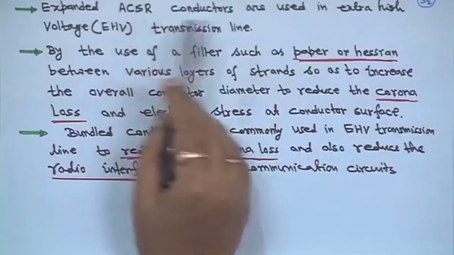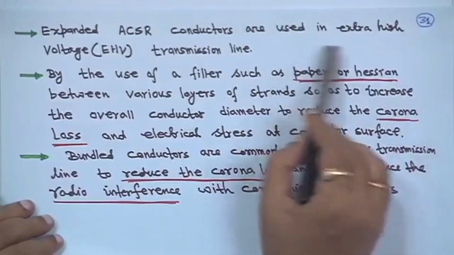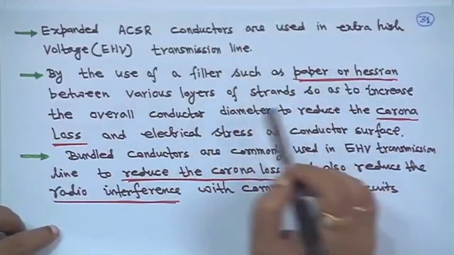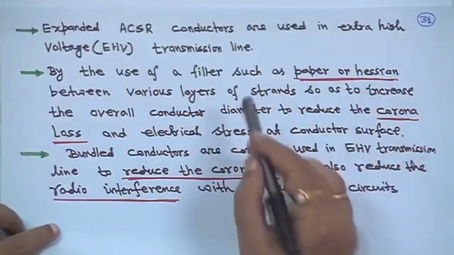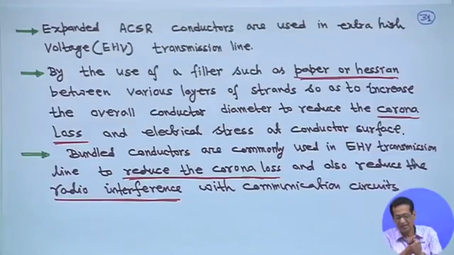So, again you see that expanded ACSR conductors are used in extra high voltage transmission lines. By the use of a filler such as paper or hessian between various layers of strands, the overall conductor diameter is increased so as to reduce the corona loss and electrical stress at the conductor surface.